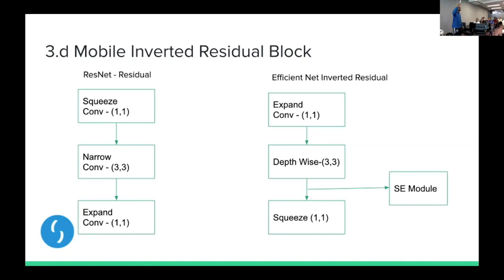So previously they squeeze and then expand in the final layer. But in EfficientNet, they expand and finally squeeze. So this is what they have done in EfficientNet. In between, they have depth-wise convolution. Before, we saw matrix multiplication, right? So that is depth-wise.